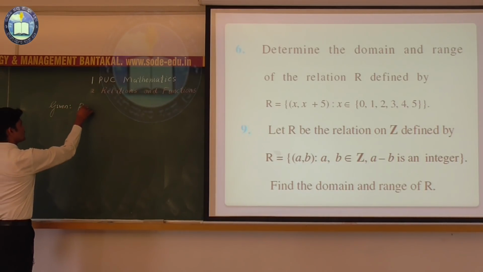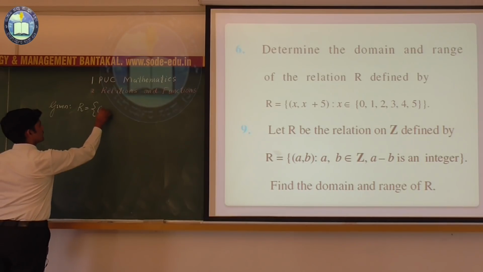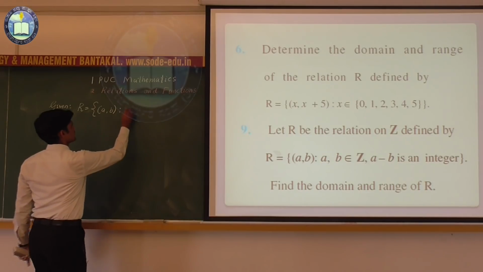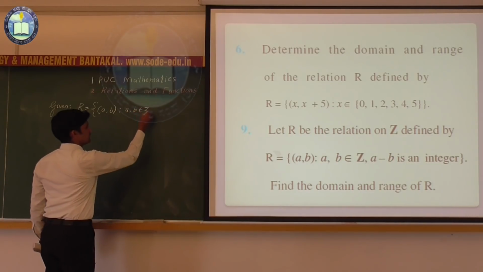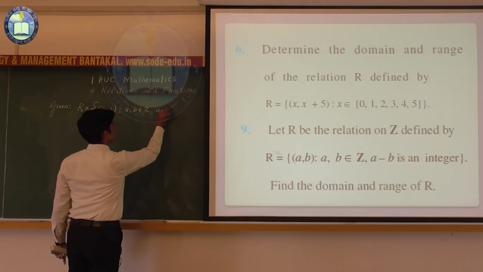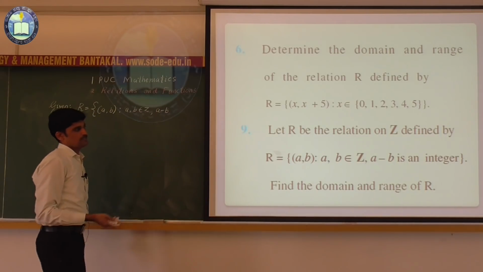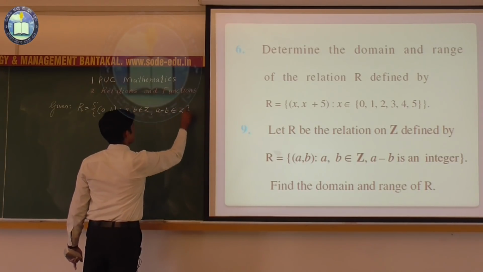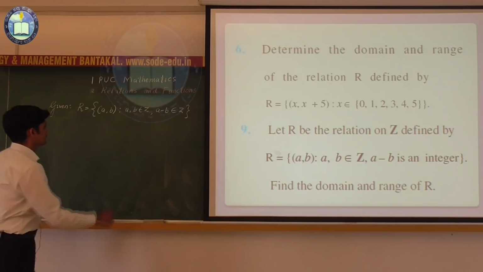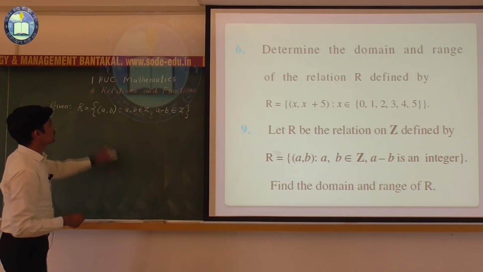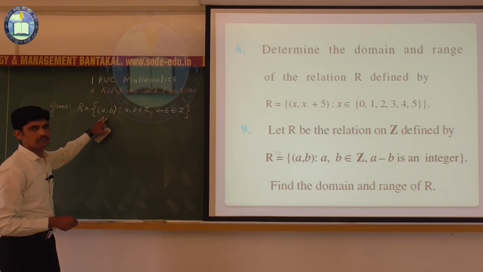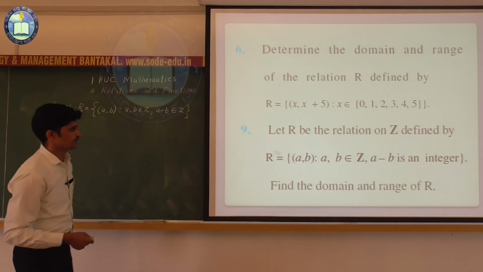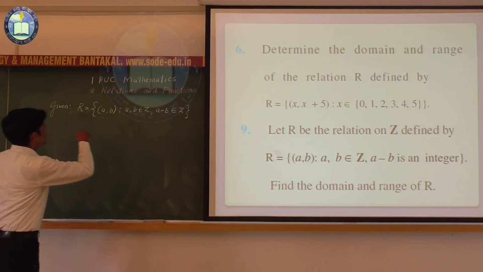So, given relation R is equal to the set of all A comma B, such that A comma B belongs to Z and A minus B is an integer, means A minus B also belongs to Z. Must be an integer, means it belongs to Z. We cannot list all the elements here because it is an infinite set, because set Z itself is an infinite set. Find the domain and range of R.